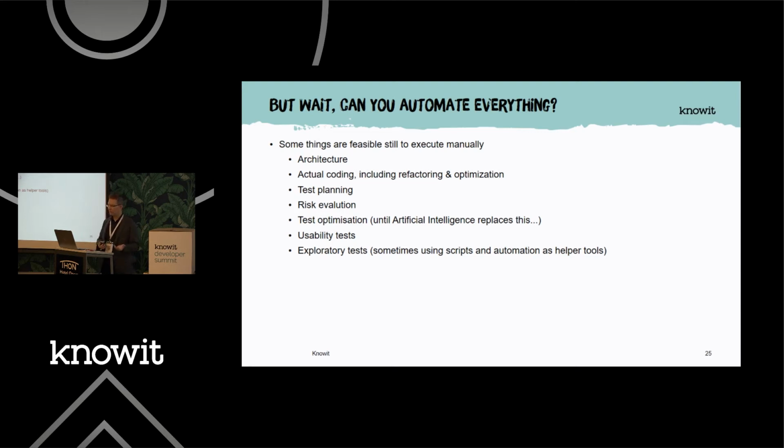Think about risks. Think about test optimization. How many tests is enough? Think about usability. A typical testing example that can't be automated. You need to have a human person, real users or usability expert to assess if it's good or not. You need to have exploratory tests, which are tests that help you to find bugs with the human intuition.